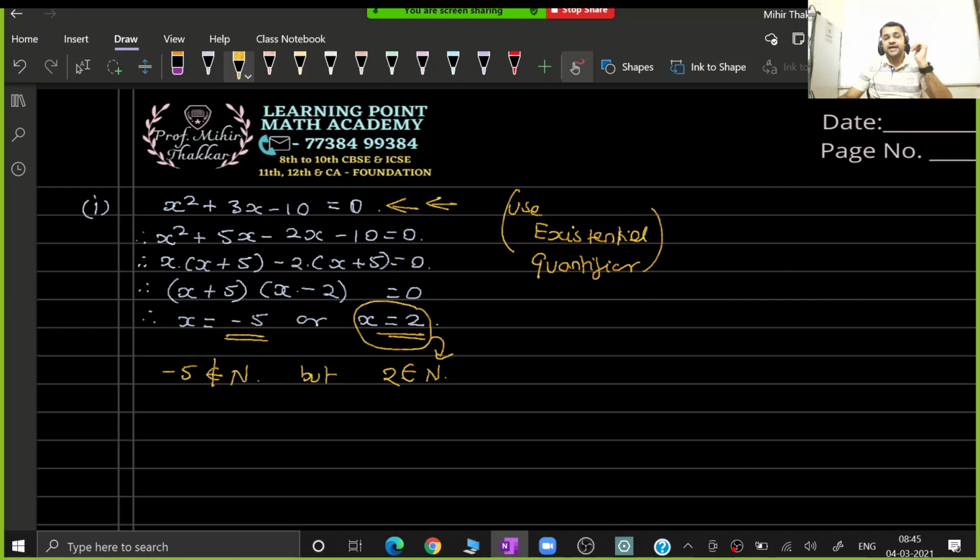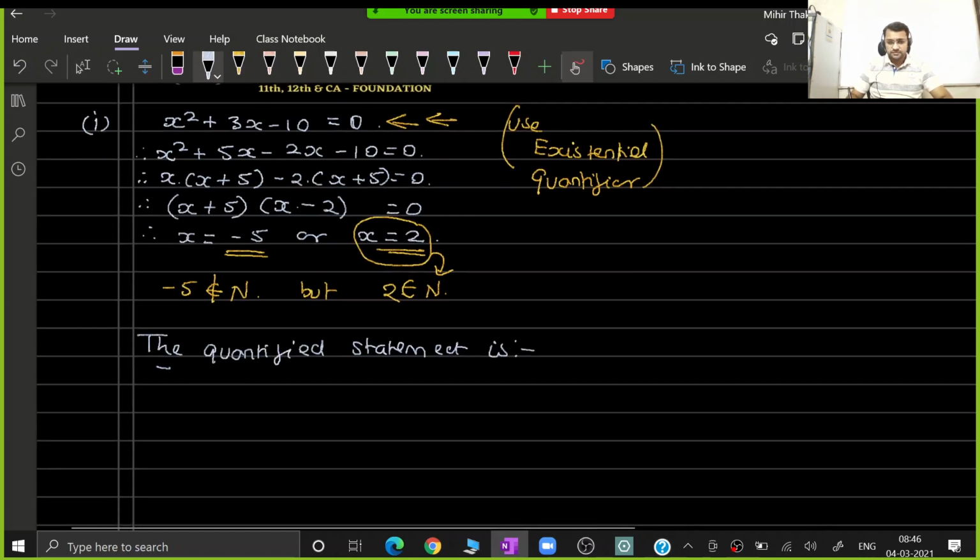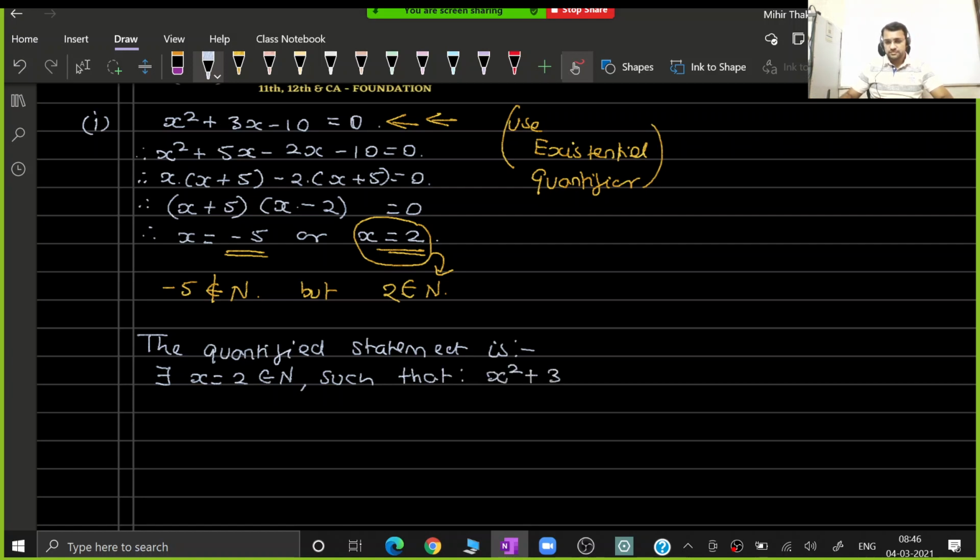So if I want to apply a quantifier to the given statement, I will say over here the answer for this is: there exists x is equal to 2 belonging to N such that x square plus 3x minus 10 is equal to 0.